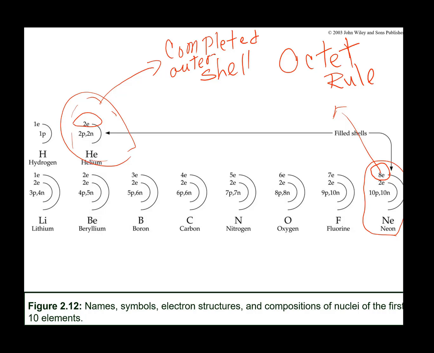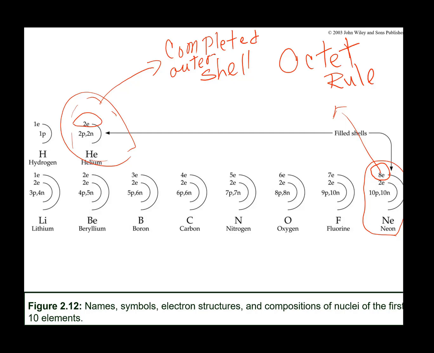So the octet rule means having 8 electrons in the outermost shell, which brings stability. A completed outer shell brings stability as well. As you see, helium has 2 electrons. However, it has the stability of noble gases.